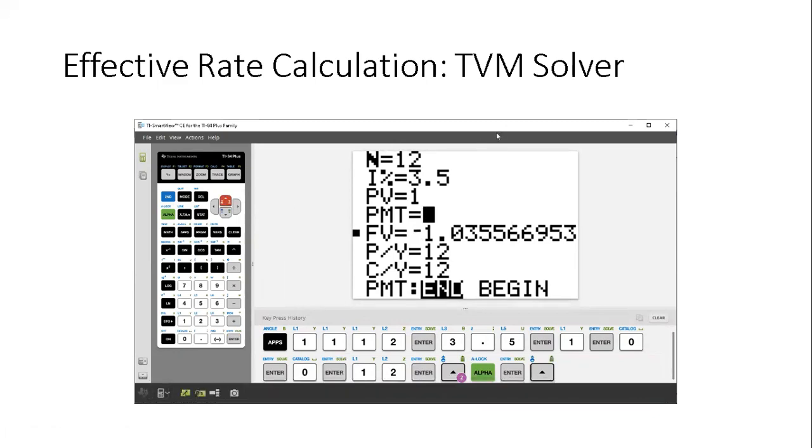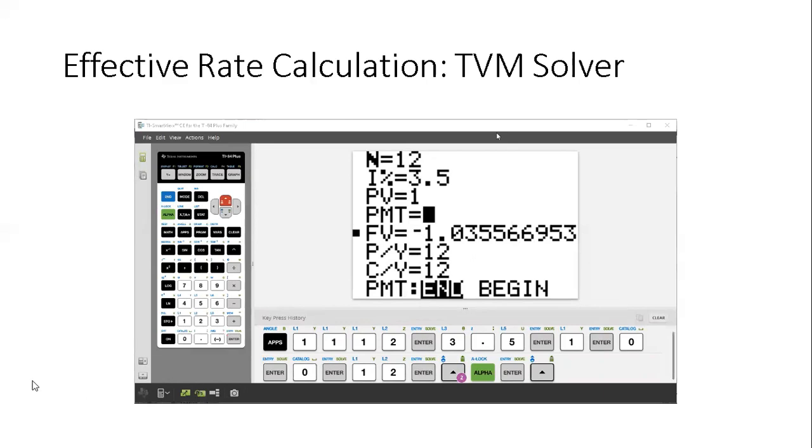Now you have to add 1 to this, and then you can go ahead and convert that to a decimal. So what needs to happen if you use the TVM solver is you have to take away that negative 1 portion, and then multiply the decimal portion by 100 so that you get 3.5566, just like we saw before. So the TVM solver requires a little bit more arithmetic than typing the formula in directly.